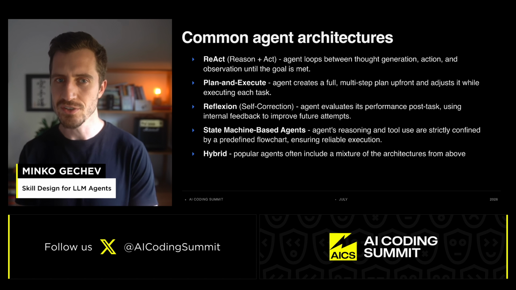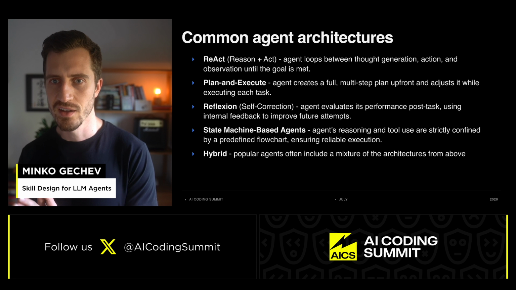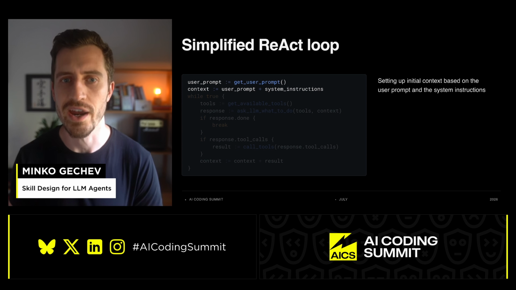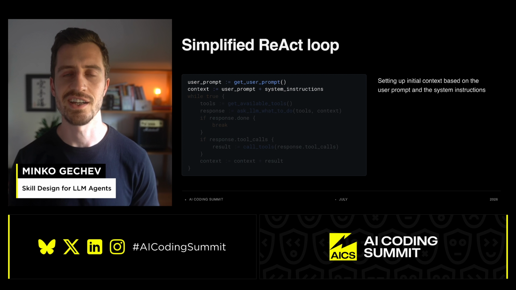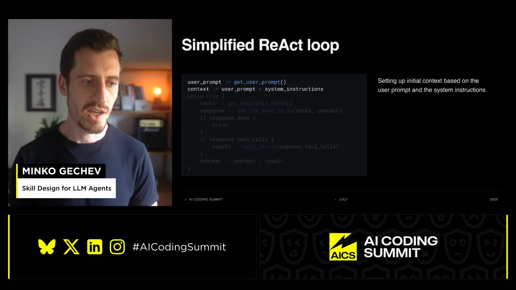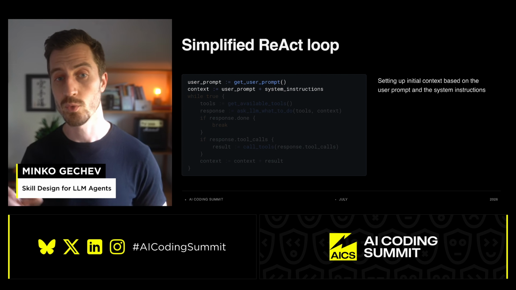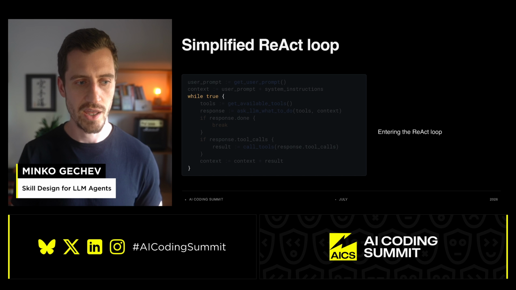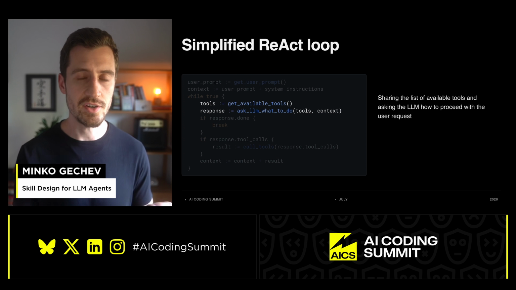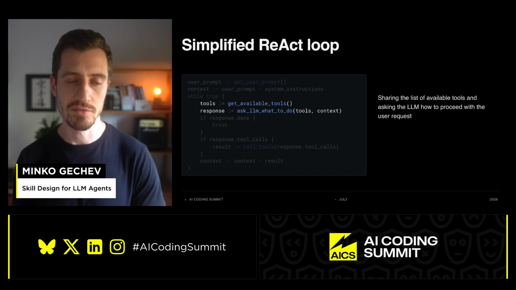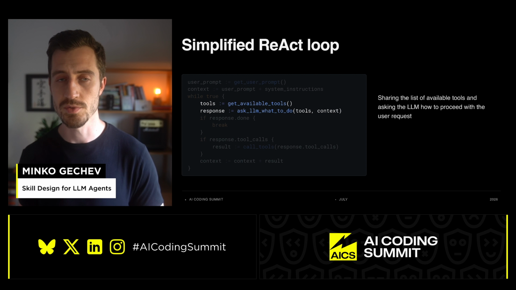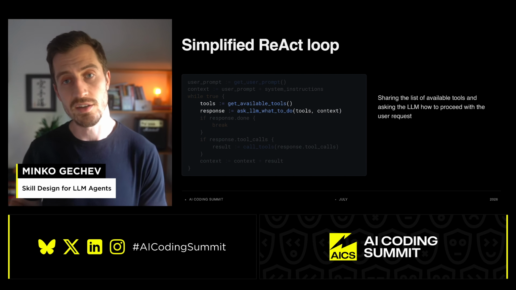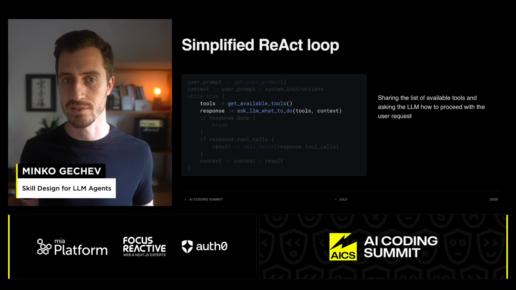But in order to see how agents use skills and actions or tools, I want us to look into the React loop, which is kind of the classic agentic architecture. First, we receive the user prompt and we concatenate it with some system instructions. After that, we enter the loop and we gather summary of all the tools that we have available right now, and we ask the large language model, cool, here is our context that we have, this is the state of the world that I'm aware of, and here are all the tools that I have available. What do I do next?